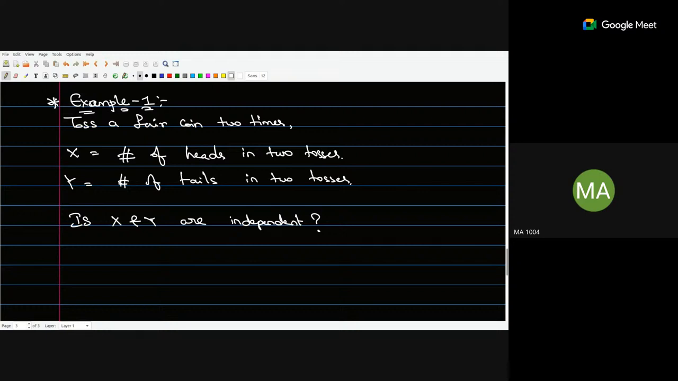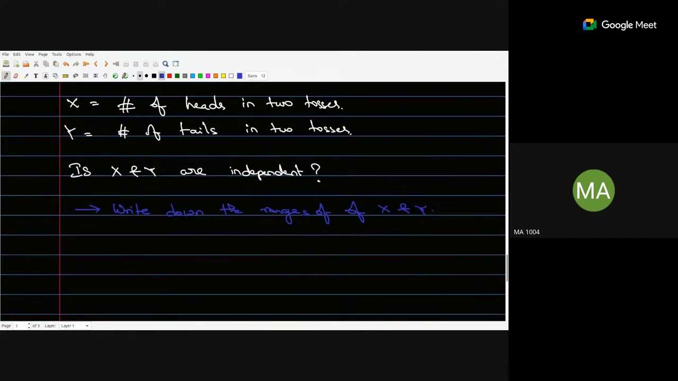So I will give you the hints. The first hint is to write down the ranges of x and y. The next hint is then to form a joint table, or compute the joint distribution table.